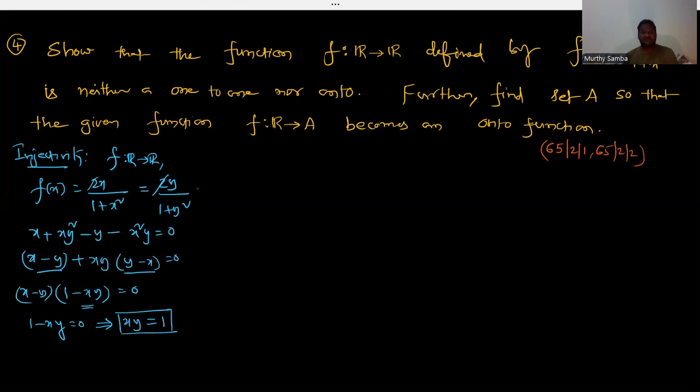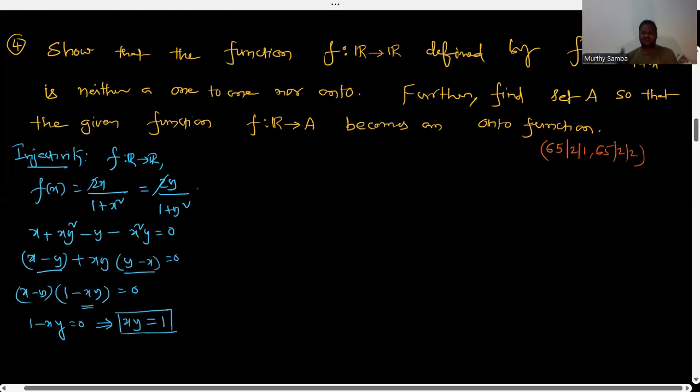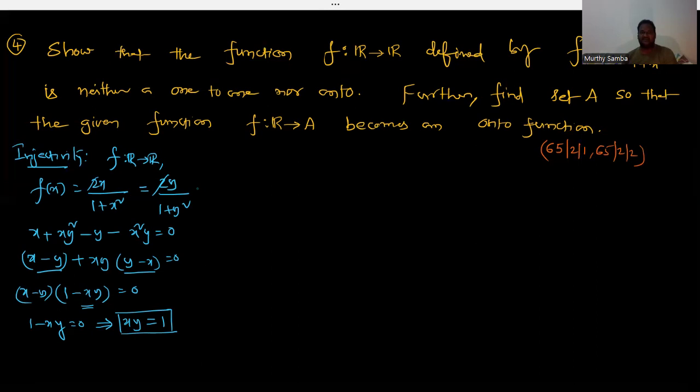How can we use this x into y is equal to 1 in order to prove that it is a one-to-one function or not a one-to-one function? If x into y is equal to 1, then x is equal to 1 by y or y is equal to 1 by x. Now I'm taking two numbers, one is the reciprocal of the other. It means I'm taking any number, x equal to, suppose, 2. Then find what is f of 2. Substitute 2 in the place of x. So 2 into 2 is 4, divided by 1 plus 2 square, that is 4 plus 1, is equal to 5.